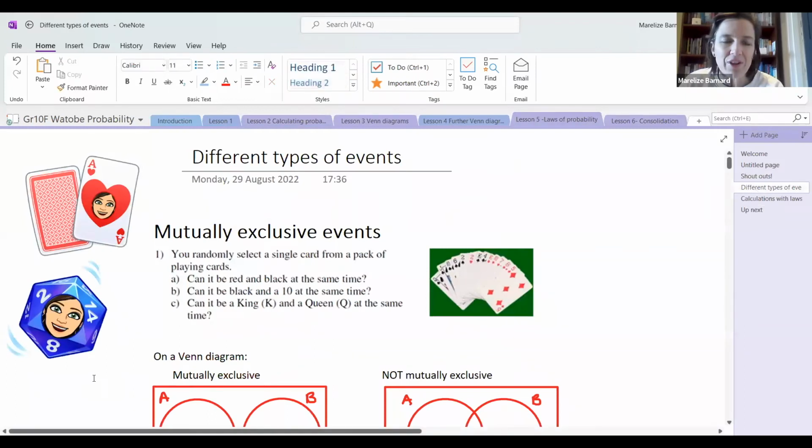Okay, so today we are going to tackle the different types of events that we get in probability.